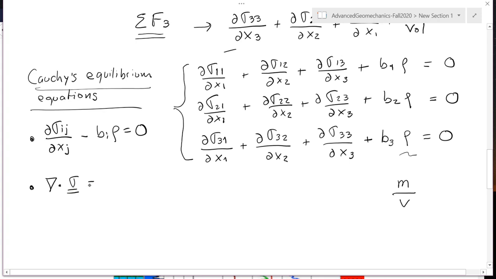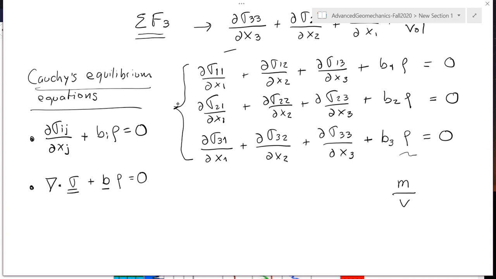is here. This is plus or minus, it does make a big difference, depends on your convention, times the body force, which is a vector, times mass density equal to 0. These three are the same equation, okay? And it's called the Cauchy's equilibrium equation.